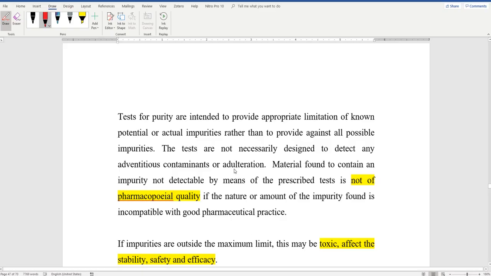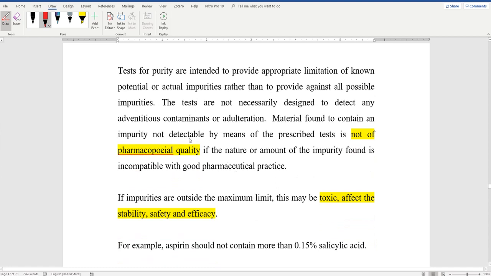Of course, the pharmacopoeia will not test all impurities to tell you there is this impurity and this impurity. It will test certain impurities that are expected to be associated with the raw material. So if there is something else that cannot be detected by the pharmacopoeia, then we consider the material not to be of pharmacopoeial quality and it cannot be used in pharmaceutical companies.